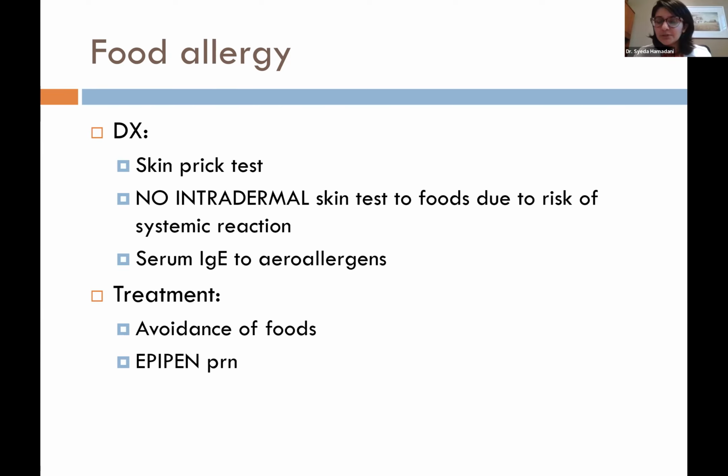In terms of treatment options for foods, it's really by avoidance of that food. And again, we spend a lot of time talking about how to avoid eating the food that patients are allergic to, and how to identify that food in different types of meals, how to read labels. I think that's probably the hardest thing for patients, because not everything is labeled so well when you're going out to eat, or if you're buying something that's not prepackaged.